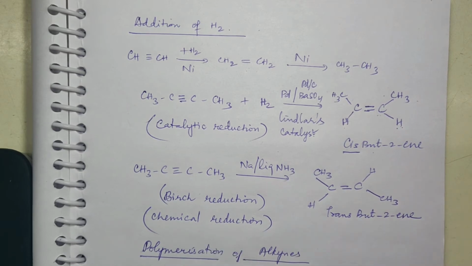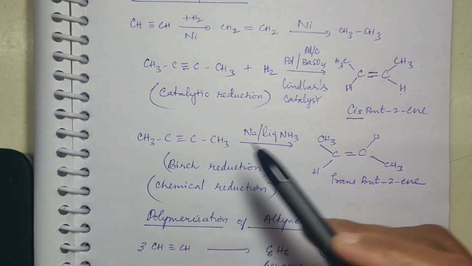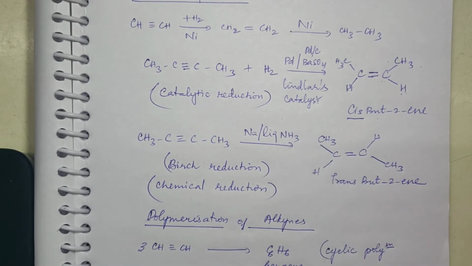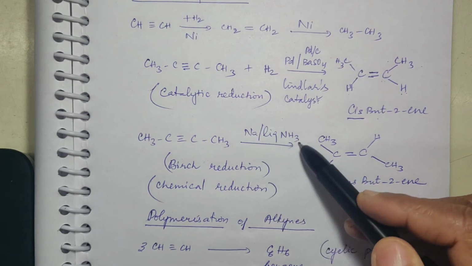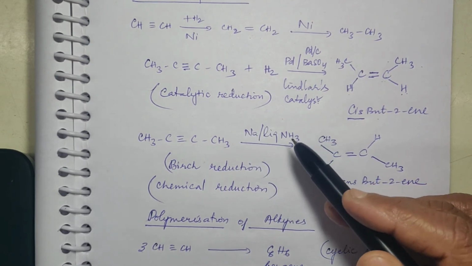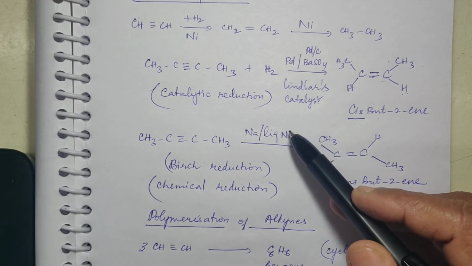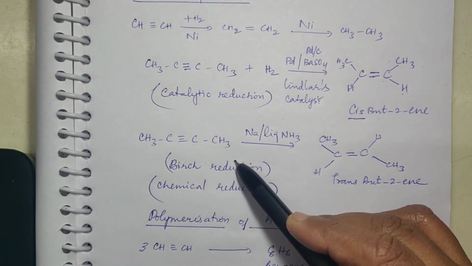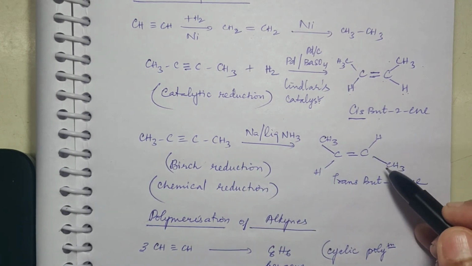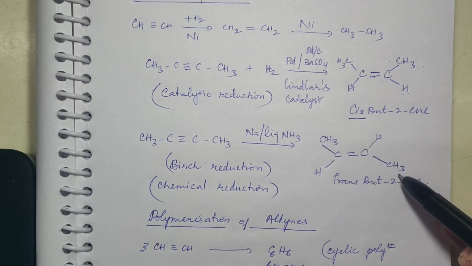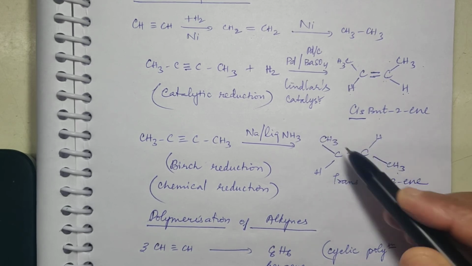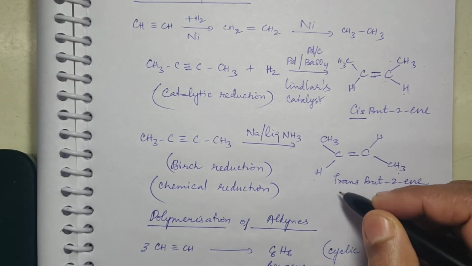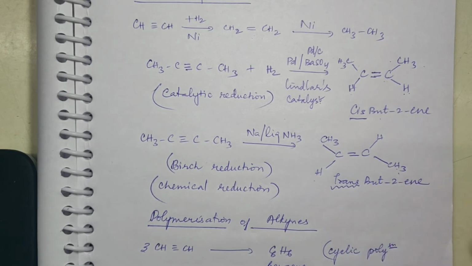Now, if the same thing is conducted in the presence of sodium and liquid ammonia, the sodium and liquid ammonia react with each other and produce NaNH2 plus hydrogen, and that hydrogen is reacting here. Now how has the hydrogen attached? See, now in this what you find? The like groups are on opposite planes. CH3 groups are on opposite planes, hydrogen atoms are on opposite planes. So this isomer is called trans isomer.